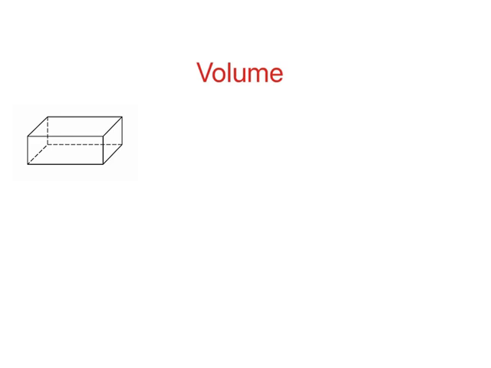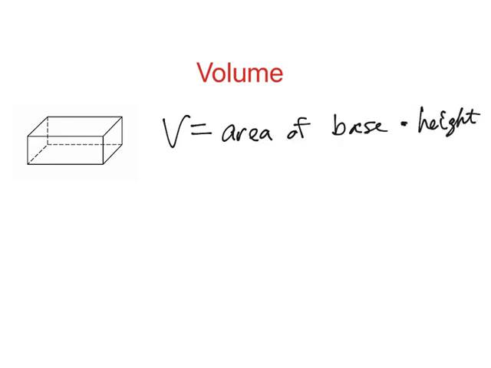Now, the basic idea of volume, when we're talking about a prism, rectangular prisms specifically here, but prisms in general, volume is found by taking the area of the base and then multiplying by the height of the prism.